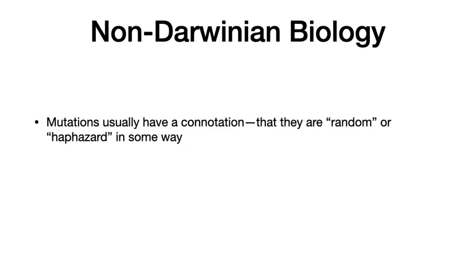All right, so let's talk about non-Darwinian biology. When we talk about mutations, they usually have a connotation. When someone says mutation, what usually pops to mind is random mutation. They think that mutations are random and haphazard in some way. The way that I think about it is like bacteria. When we first discovered bacteria, we viewed them as entirely negative, because we could really only identify bacteria based on their negative effects on people. So we just assumed that they're all bad.